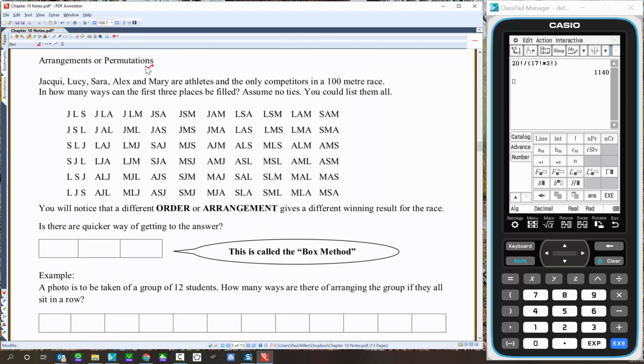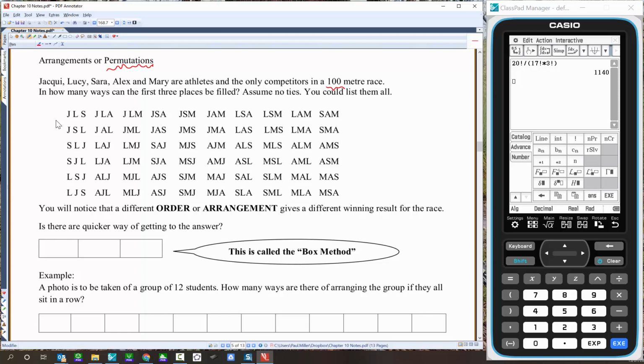So you might have heard the word permutations used in common language. Jackie, Lucy, Sarah, Alex, and Mary are athletes and the only competitors in a 100-meter race. In how many ways can the first 3 places be filled? Assume no ties. You could list them all.